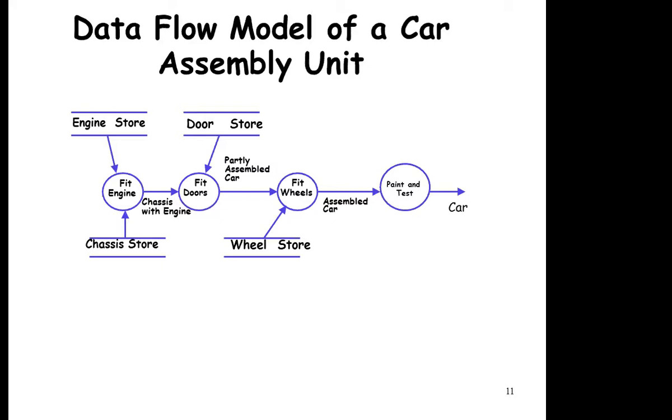Then the next main function was the fitting of the doors. You require the door, and you get the door from the door store. The door store is a data store. Then we have to fit the wheels, which have to be obtained from the wheel store. And finally your car is assembled. Then you have to paint the car, test it, and drive the car. But here I have not numbered the bubbles. Therefore I am saying this will be carried in the next example, where you can see from the diagram whether it is level 0 or level 1.